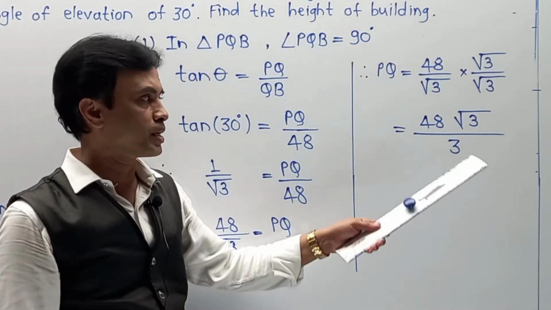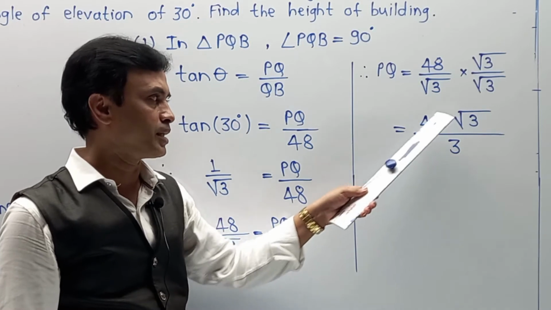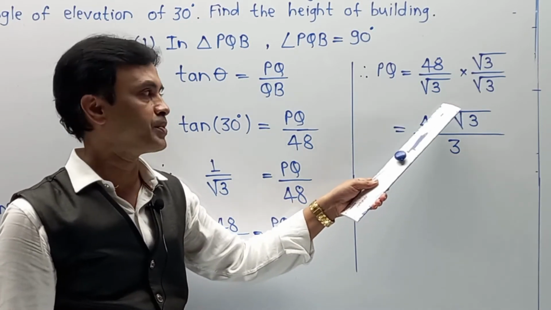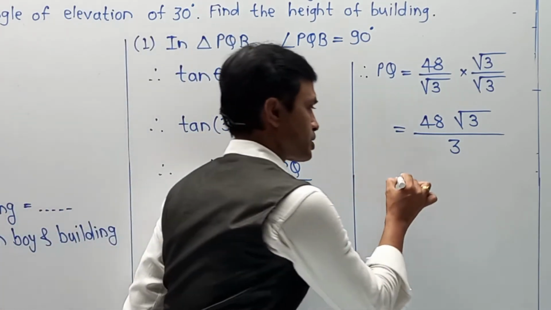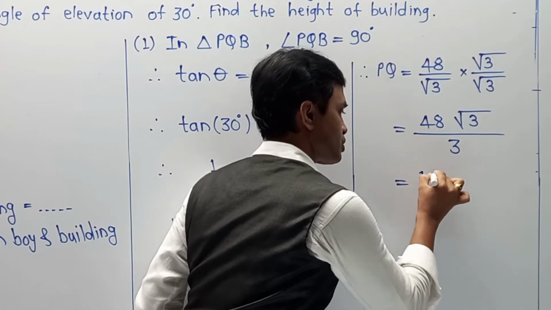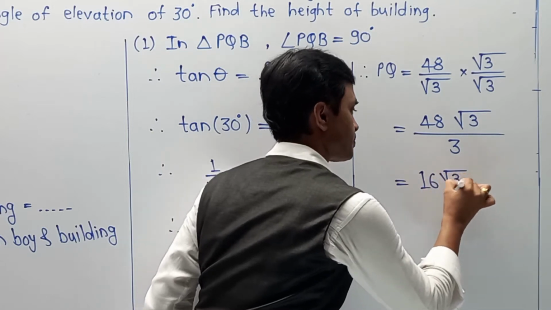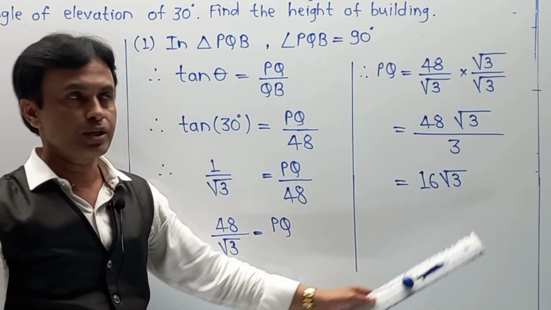And as per division, we very well know that 3 ones are 3, and the remaining 1 means 3 sixes are 18, 16 threes are 48. So this answer becomes 16 root 3. Up to this part, this valuation is over here.